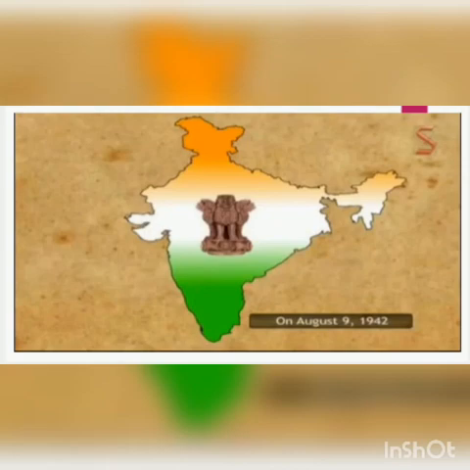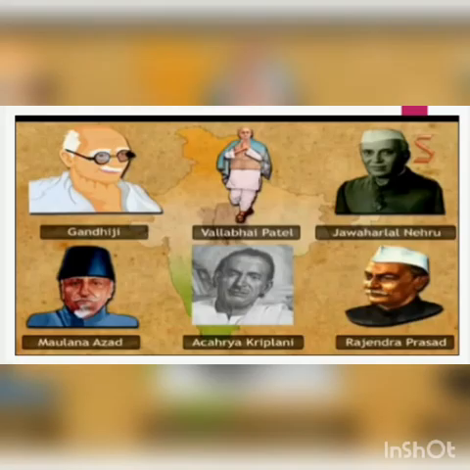On August 9, 1942, most of the Congress leaders like Gandhiji, Vallabhbhai Patel, Jawaharlal Nehru, Maulana Azad, Acharya Kripalani, Rajendra Prasad and others were arrested by the government. There were protests and hartals across the country that made the movement violent. While the working class boycotted work in factories, the students attacked police stations, post offices, railway stations and public places. The telephone and telegraph lines were cut off by the protesters. Government buildings, vehicles, railway carriages and military vehicles were burnt.